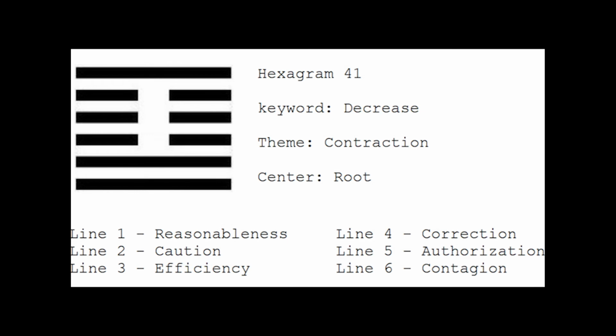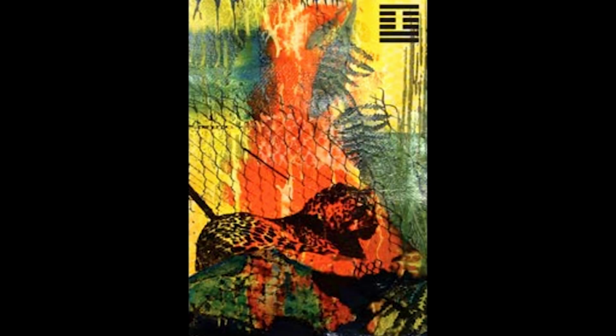Hexagram 41. Keyword, decrease. Theme, contraction. Center, root. The pressure centers are of enormous importance, like all things. We are basically a sandwich. You have a pressure above and a pressure below, and everything else is just squashed in the middle. Those pressures rule the nature of the world that we live in.